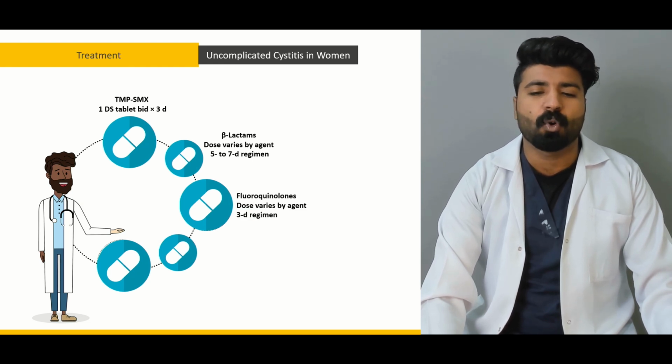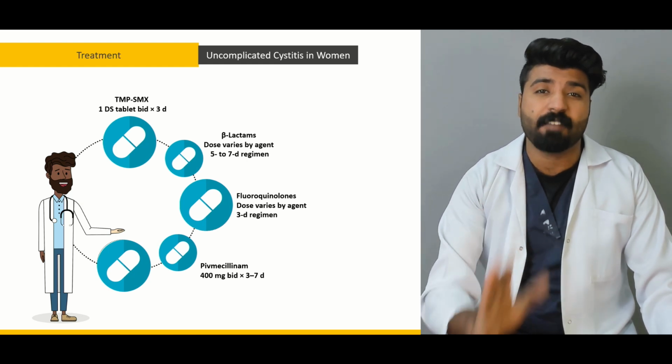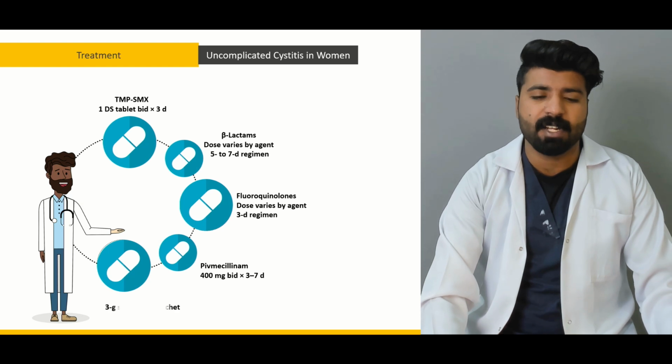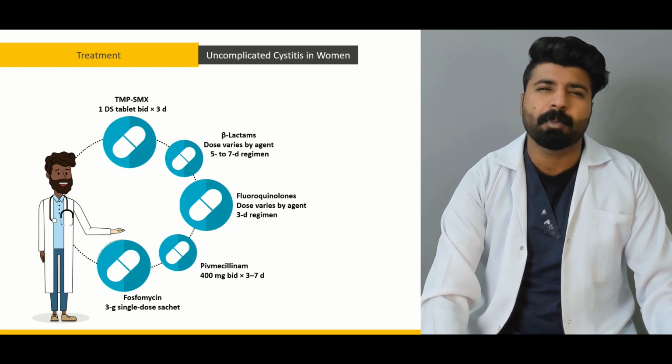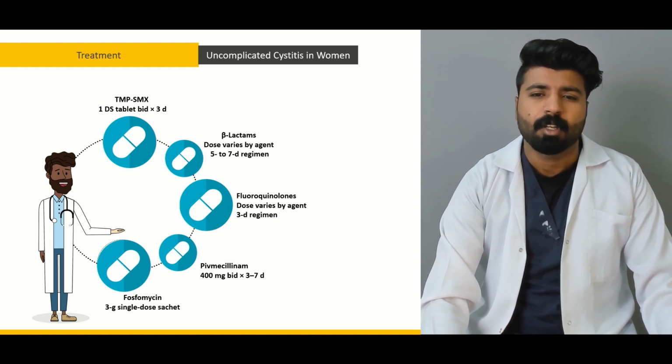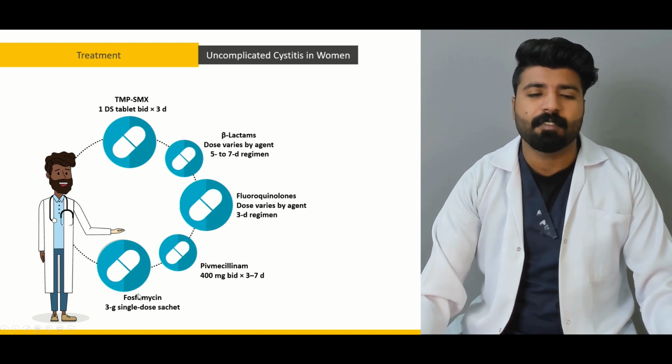Next on, we can give fluoroquinolones. Dose varies by the agent and it's also a 3-day regimen. Next on, we have pivmecillinam, and it's going to be 400 milligrams BD, meaning it's given twice, every 12 hours, for 3 to 7 days. Next, we have fosfomycin, and it's going to be a 3 gram single-dose sachet. It's not going to be a 3-day regimen or 5-day regimen. So if it's uncomplicated cystitis in a woman, you can give any one of them.